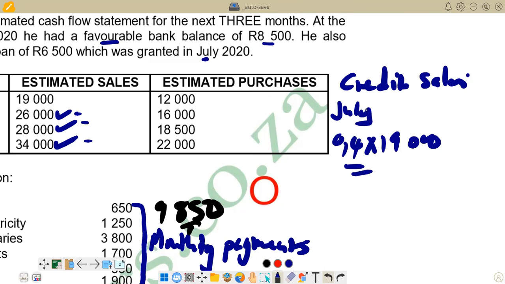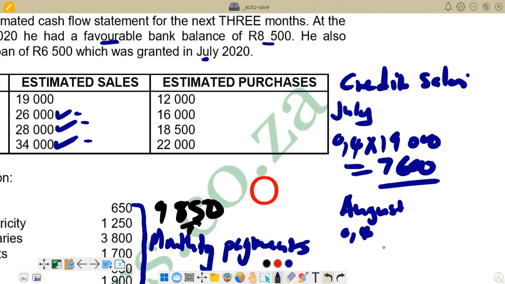And these are the ones that are coming from the previous month that are going to be received after 1 month in July. So if you say 0.4 times 19,000 there, you get 7,600. That's what we have there. Then we go to August. August, we are going to use the estimated sales for July. We have got 26,000. So we are going to say 0.4 times 26,000. And if you calculate that one, we're going to get 10,400.